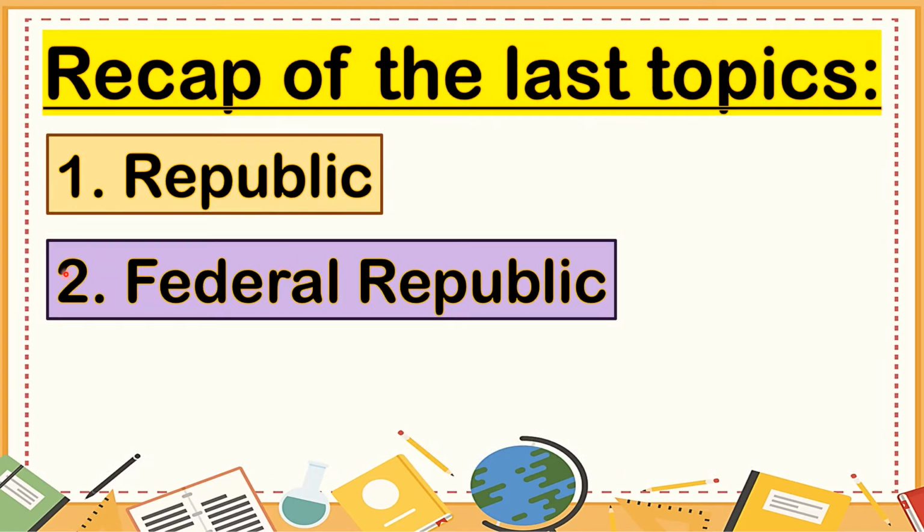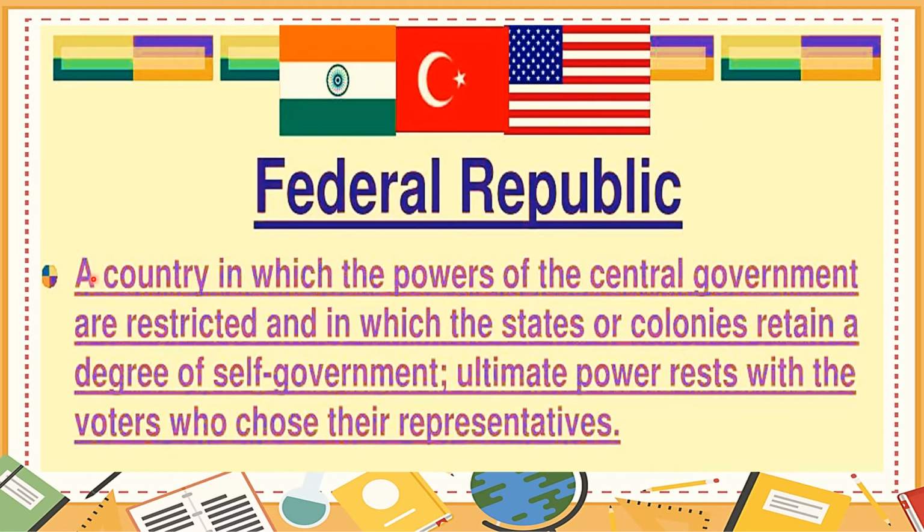Next, the second topic that we discussed last week is about federal republic. Federal republic means a country in which the powers of the central government are restricted and in which the states or colonies retain a degree of self-government. Ultimate power rests with the voters who chose their representatives. An example of a federal republican country is the United States of America.